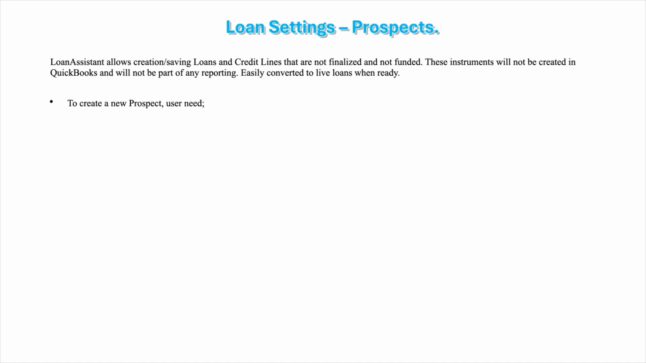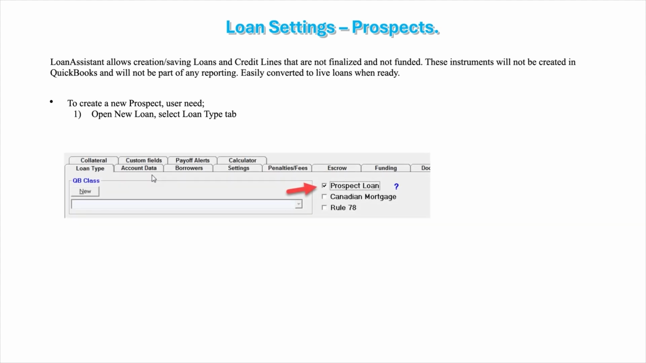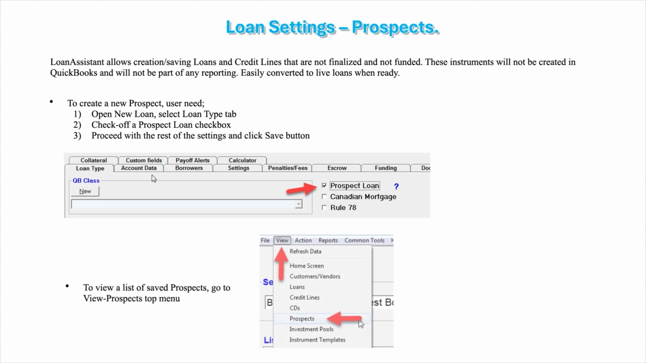To create a new prospect, the user needs to open New Loan and select the Loan Type tab. Check off the Prospect Loan checkbox. Proceed with the rest of the settings and click the Save button. To view a list of saved prospects, go to the View, Prospects top menu.